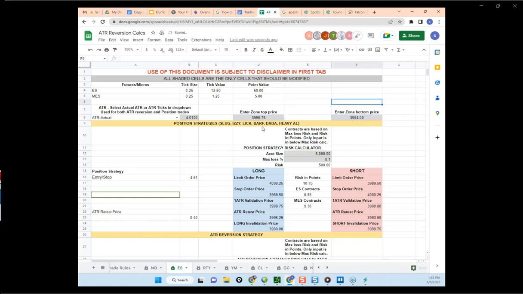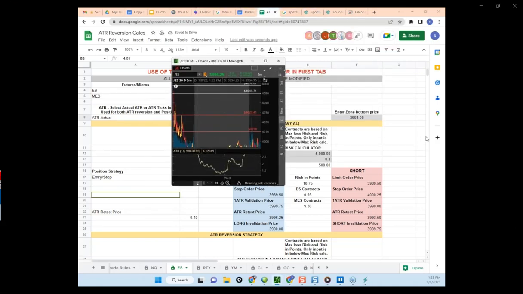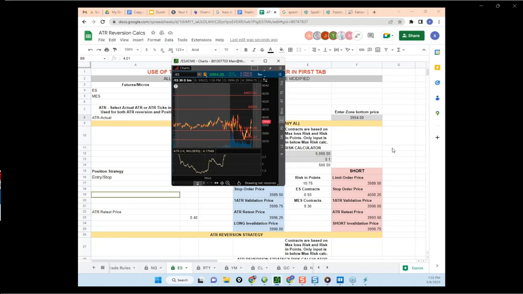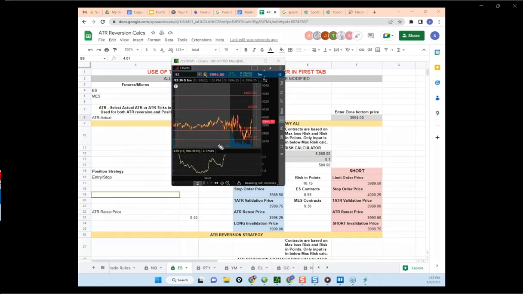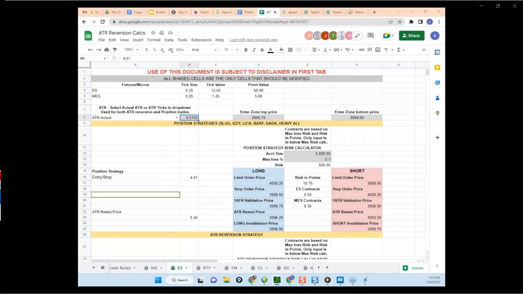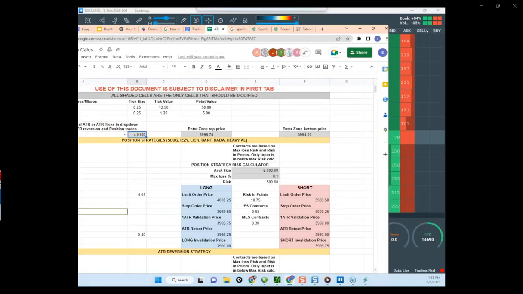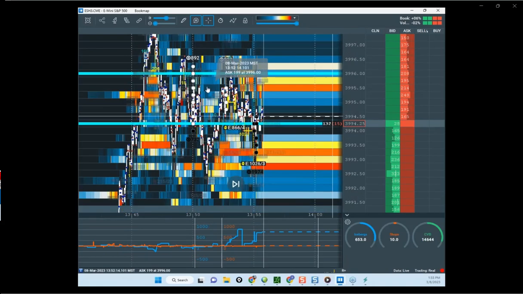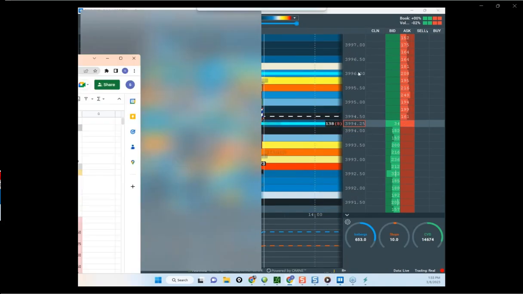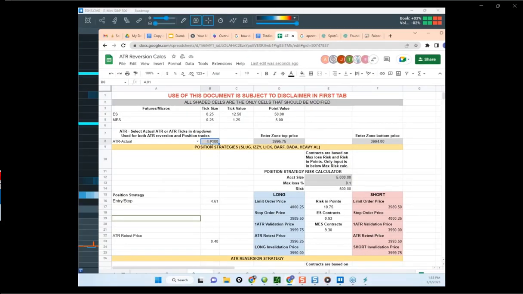3994. That's the zone. Now I look at my ATR. I'm using a 14 period. This is just a default Thinkorswim 5-minute chart, a 14 period Wilders on Thinkorswim. 4.17. That's just saying this market is rotating on average 4 points every 5 minutes. So then I come over here. If you want to read more about ATR, Google Wilders ATR and read all about it. And I put this in, 4.17.